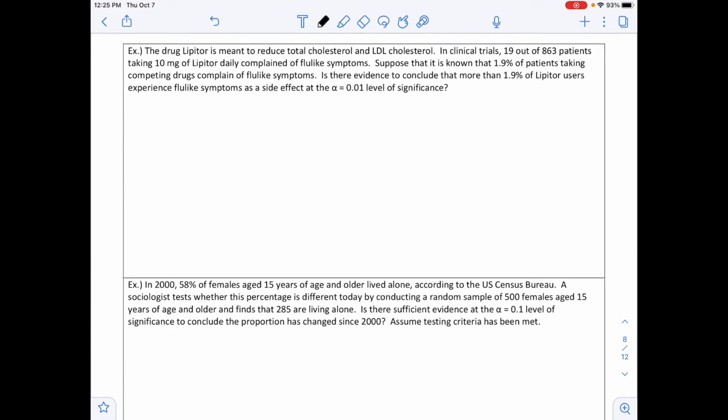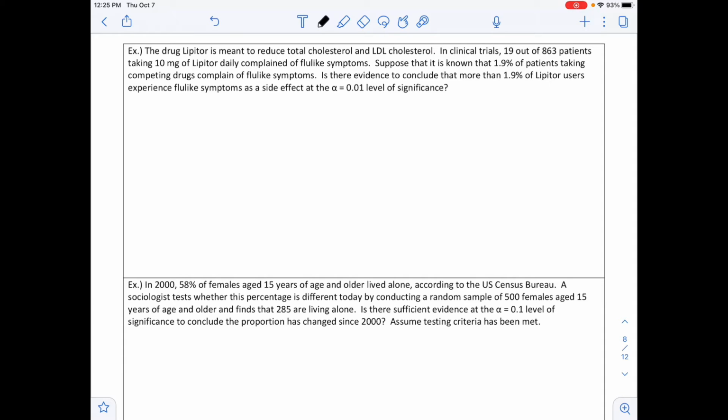The example right below this is going to be more along the lines of what we will see. It's more of a word problem. The first example of this page says the drug Lipitor is meant to reduce total cholesterol and LDL cholesterol. In clinical trials, 19 out of 863 patients taking 10 milligrams of Lipitor daily complained of flu-like symptoms. Suppose that it is known that 1.9% of patients taking competing drugs complained of flu-like symptoms. Is there evidence to conclude that more than 1.9% of Lipitor users experience flu-like symptoms as a side effect at the alpha equals 0.01 level of significance?